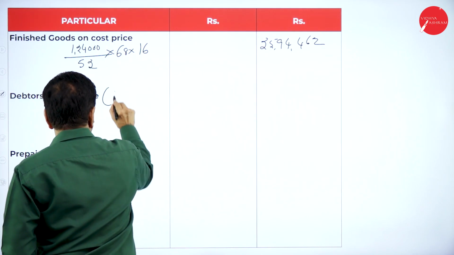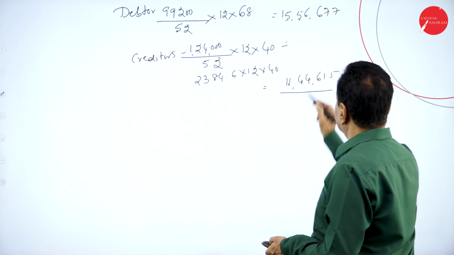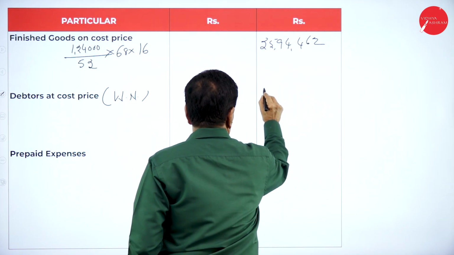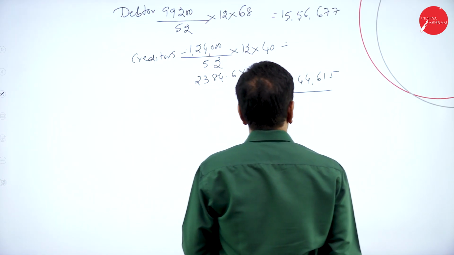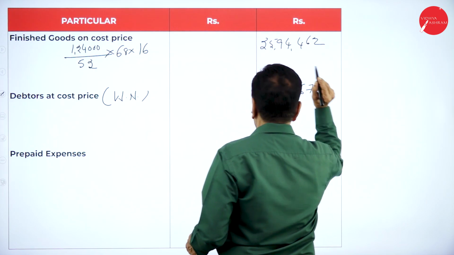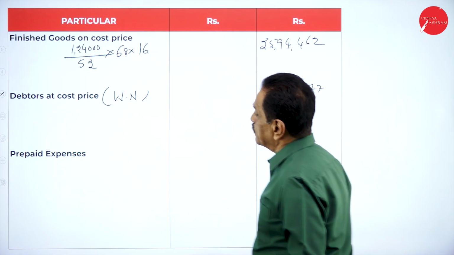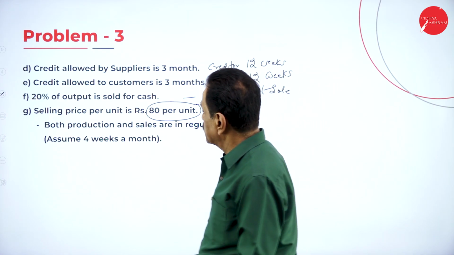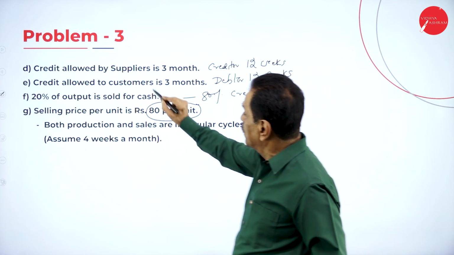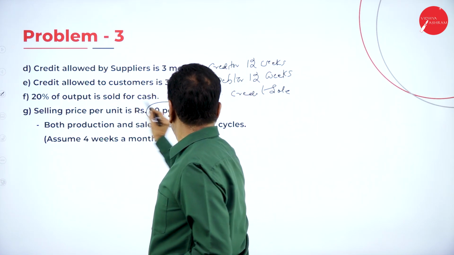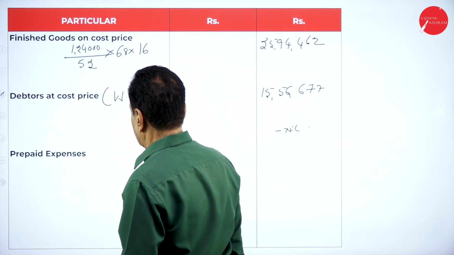Fifth working note: 15 lakh 56,667. There is no prepaid expenses, nil. Any cash in hand? Credit allowed, raw materials estimated, finished goods over. Credit allowed is over. This is credit sale at 80 rupees per unit. Nothing is there. No prepaid expense.